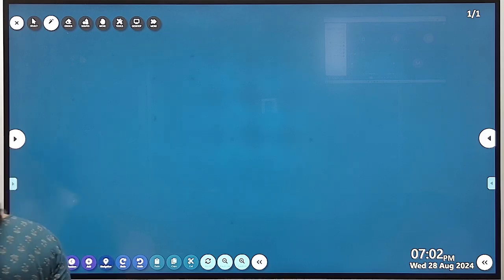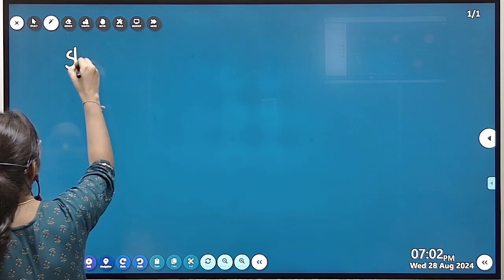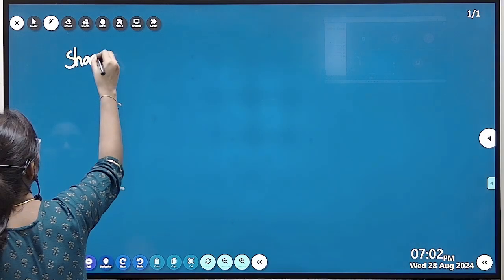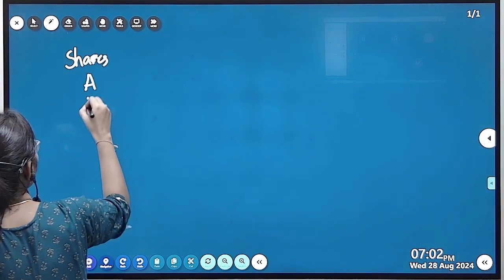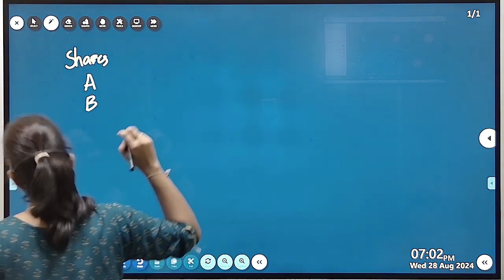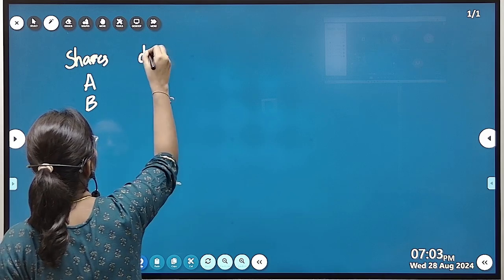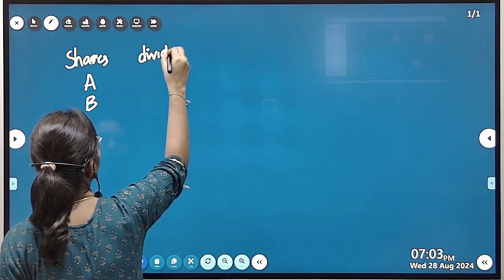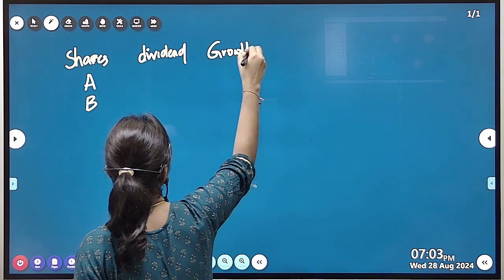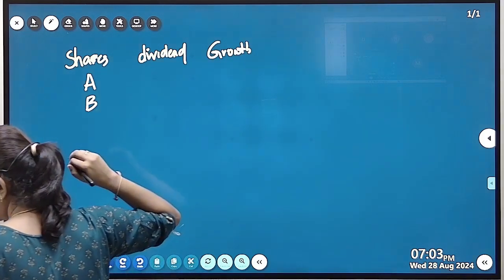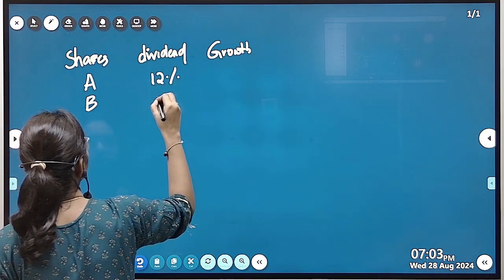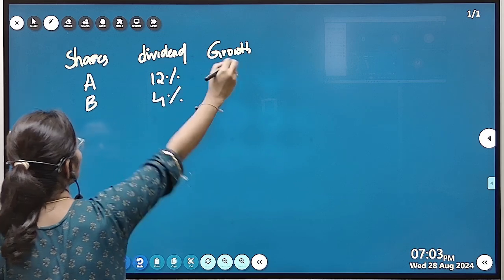So let us convert this into a table. What are the shares we have? Shares A and B. And next, what are they telling? Dividend and growth. Tell me the dividend of A. How much is it? 12%, right? And B? 4%. So what growth is he earning?